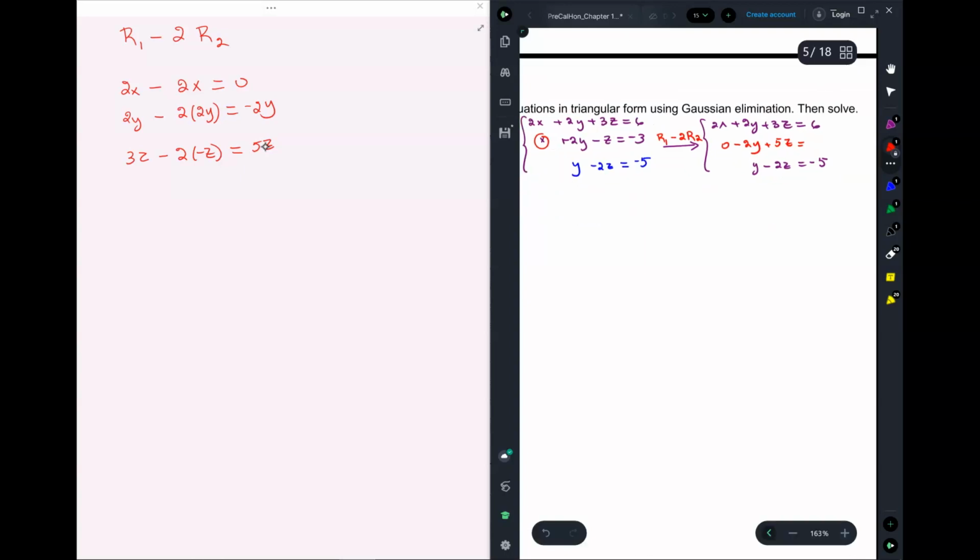We're going to do many examples, okay? Next, the constant. What's in row 1? 6 minus 2 times what's in row 2? Negative 3. 6 plus 6 is 12.